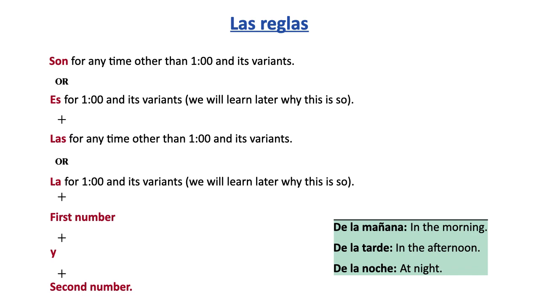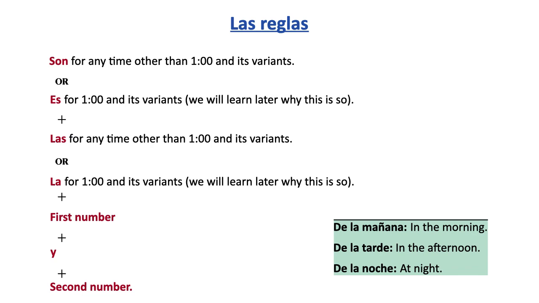That first word plus either la for 1 or las for anything other than 1. Okay? So we start with son las or es la. Es la when it's 1 or its variants. Son las when it's anything else. Then we add the first number, in Spanish of course. Then we add y, which means and. Then we add the second number. Okay? And we're done.